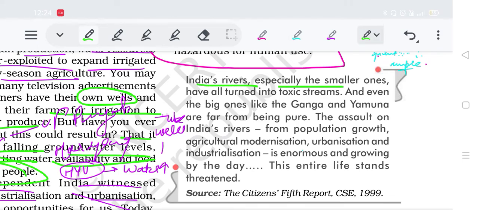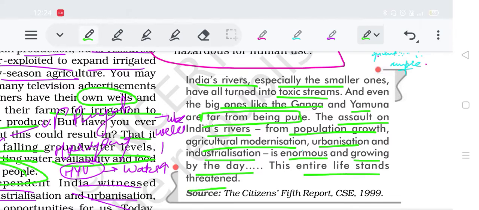India's rivers, especially smaller ones, have turned into toxic streams, and even big ones like Ganga and Yamuna are far from being pure. Assault on India's rivers from population growth, agricultural modernization, urbanization, and industrialization is enormous and growing day by day, and the entire life stands threatened. So now what it is saying is that even though we have large rivers, why are we exploiting them? We are making water dirty.